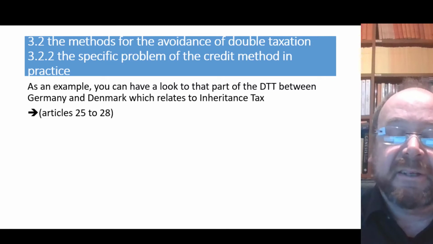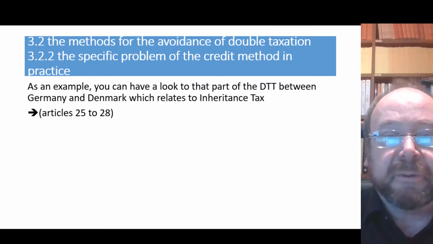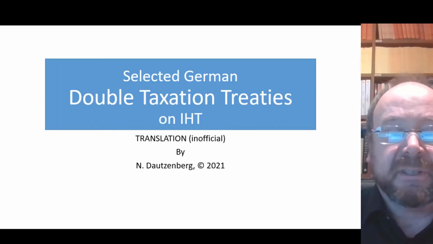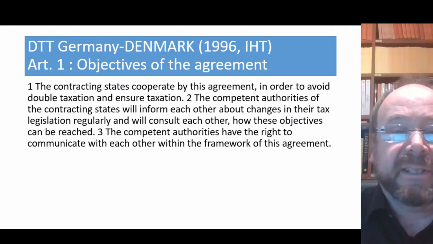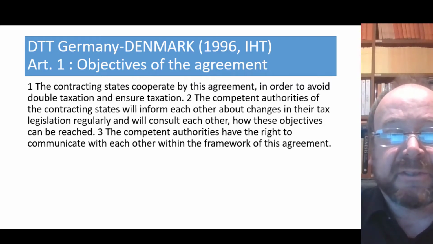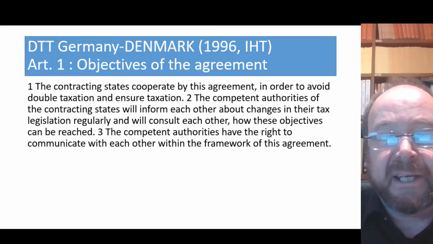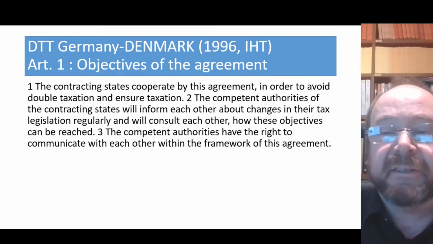There you can see that in the articles 25 to 28. We can have a look into that. It's again my translation for reasons of copyright. So let's have a look into selected German double taxation treaties on inheritance tax. And there is first in the double taxation treaty Germany-Denmark, the description of the agreement, objectives. By the way, Germany-Denmark covers income tax, corporation tax, and in different sections also specific additional rules on inheritance tax.